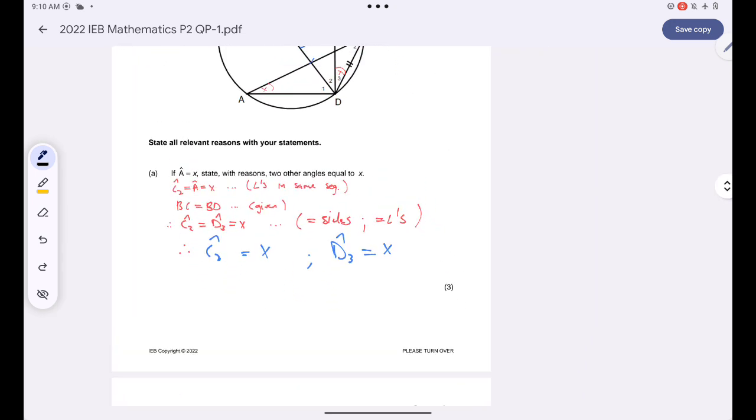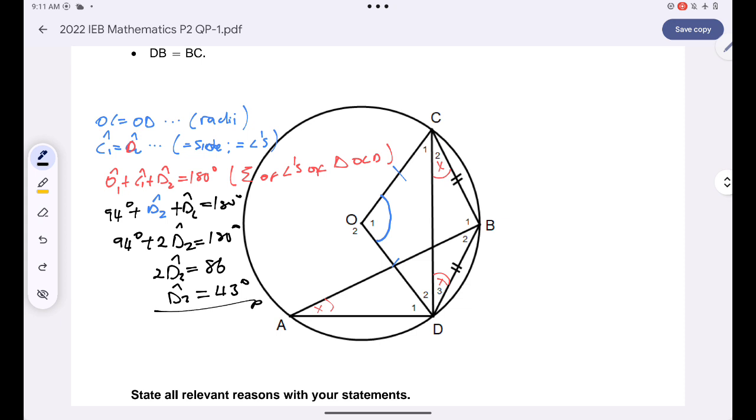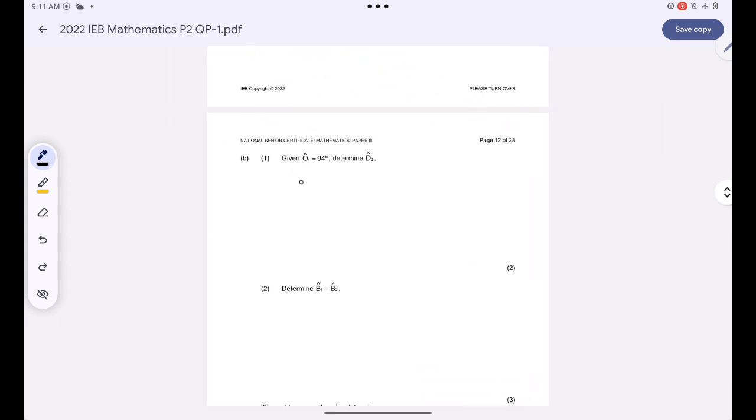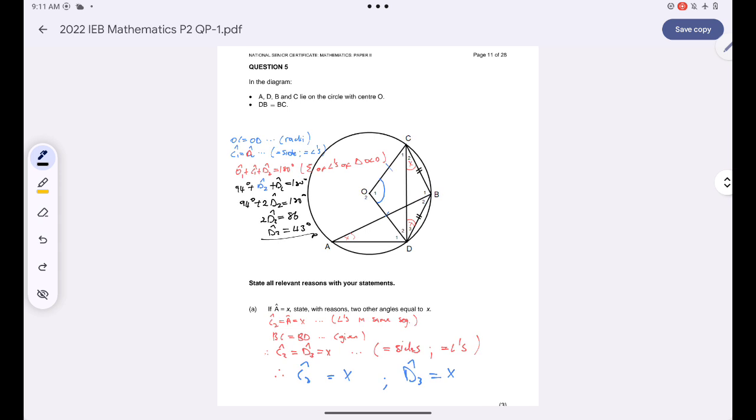I'm supposed to find the size of angle D2, but I know that C1 and D2 are the same. So whenever I come across C1, I'll just substitute it with D2. And remember that I also have a D2 as well. So this is equal to 180. 94 degrees plus 2 times D2 is equal to 180. Therefore, 2 times D2 is 180 minus 94. This will give us 86, and then D2 will be equal to 43 degrees. So I now know that angle D2 is 43 degrees. Now I'm supposed to determine the value of B1 plus B2. Where is B1 plus B2?